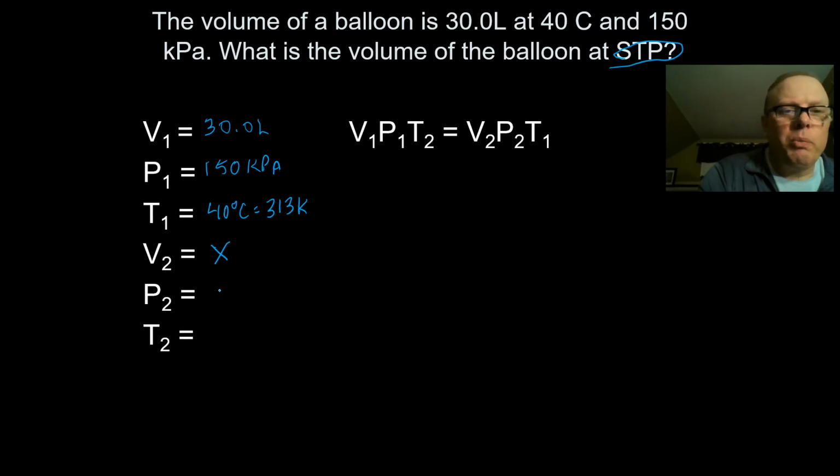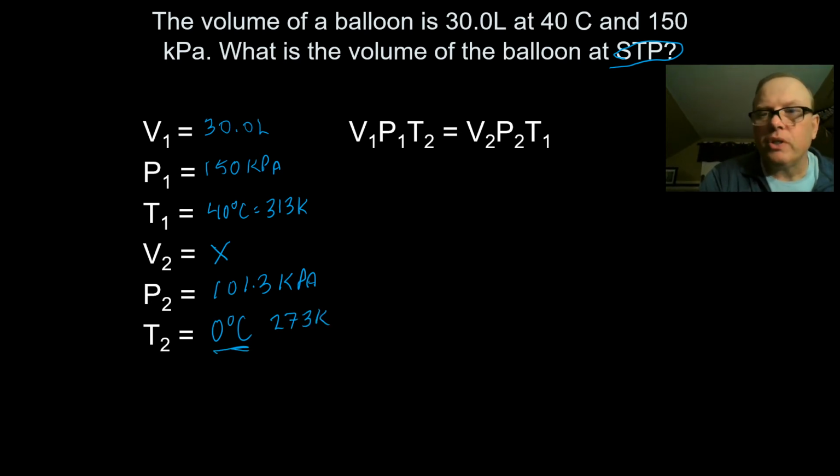P2 here, it says standard temperature and pressure, so P2 will be standard pressure in kPa, which is 101.3 kPa, as you would remember from last week. T2 is standard temperature, which is 0 degrees Celsius, and that would be 273 Kelvin. That is always standard temperature. It's always 0 degrees.